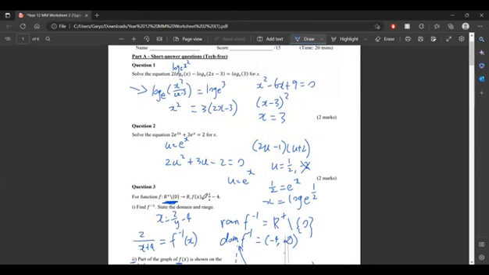The next question, I'm going to just draw a line here to divide that. So we'll let u be e to the power of x. And then this equation can be written as this. And then again, it's another quadratic. If we factorize it, we'll get two solutions.